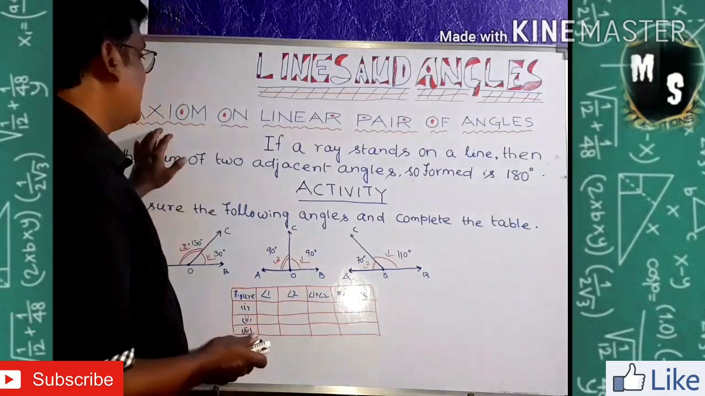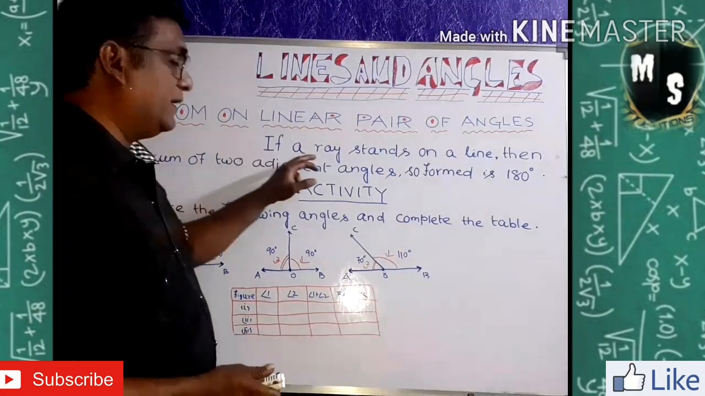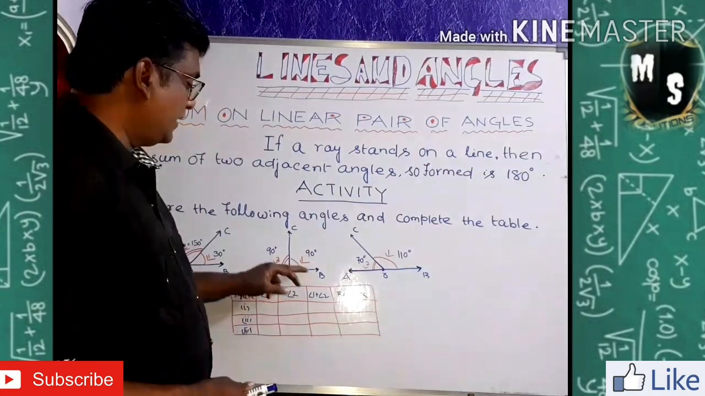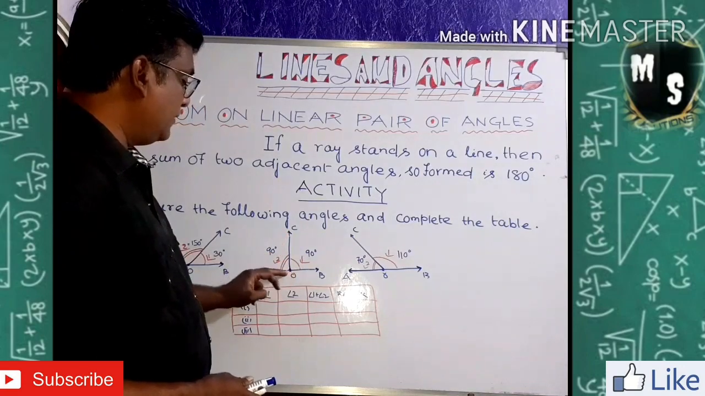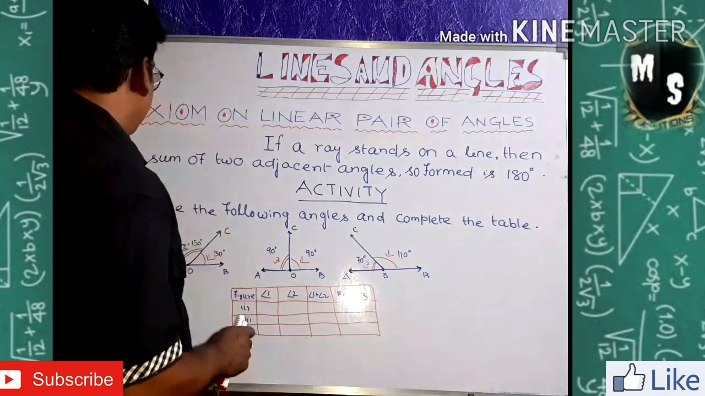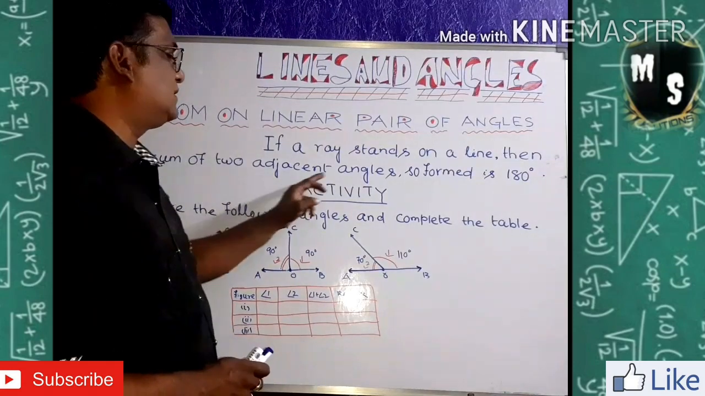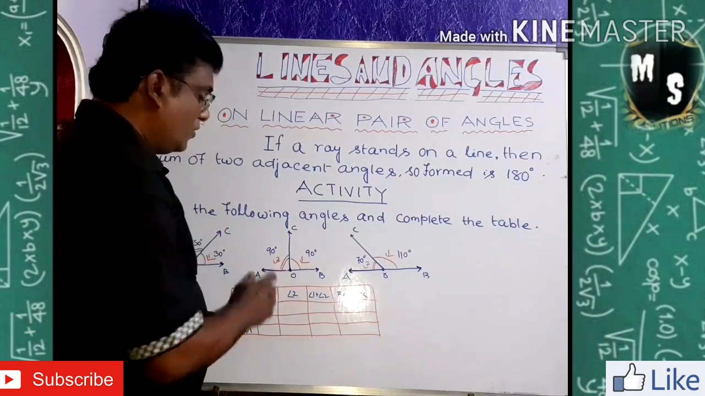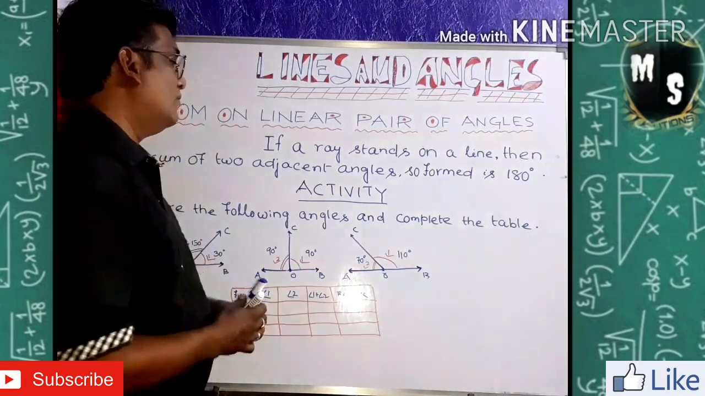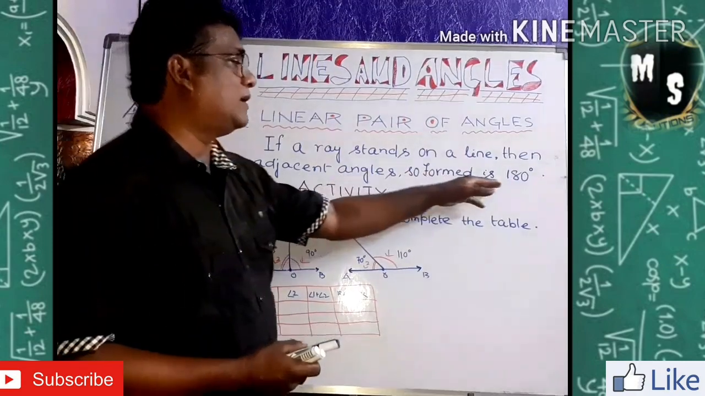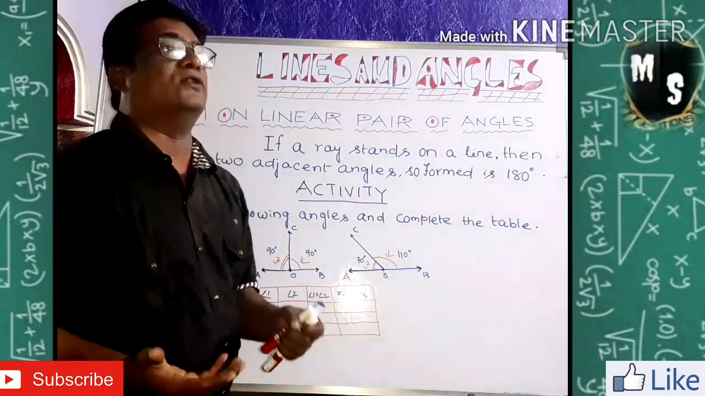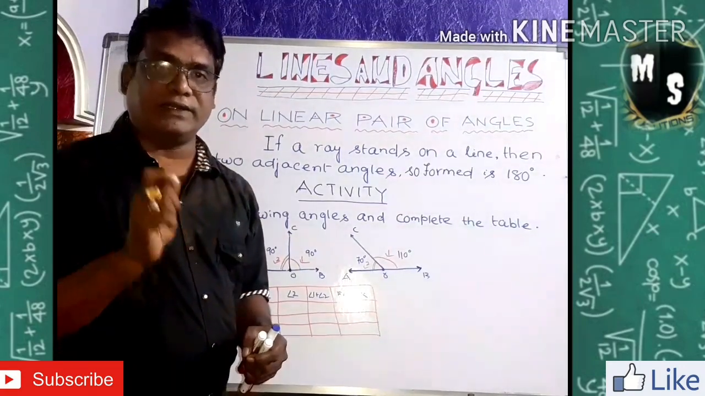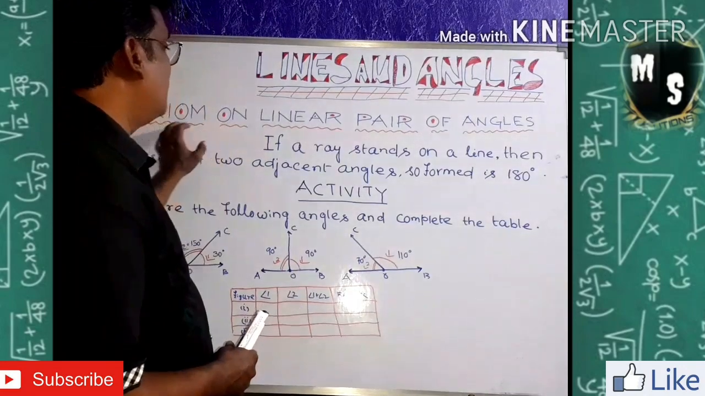Then what is the axiom on that? If a ray stands on a line, this is the line, the ray AOC is standing now on AB, then the sum of the two adjacent angles. So these are two adjacent angles now. Angle number 1 and angle number 2 are the adjacent angles. What does it say? So formed is 180 degrees. When you add them, 1 plus 2 will give you 180 degrees. So this is the axiom on linear pair of angles.